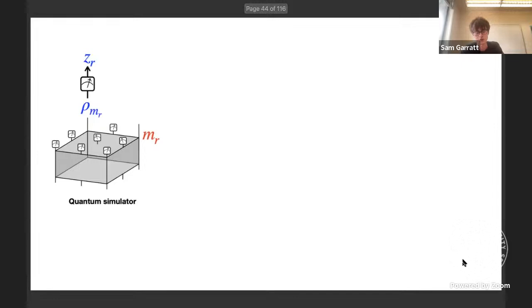So let me just sketch the kind of setup now. So we take our quantum simulator, we perform a bunch of measurements to create some post-measurement state, and then we're going to try and probe it. We probe it, we get this ZR. And now we can do something else.